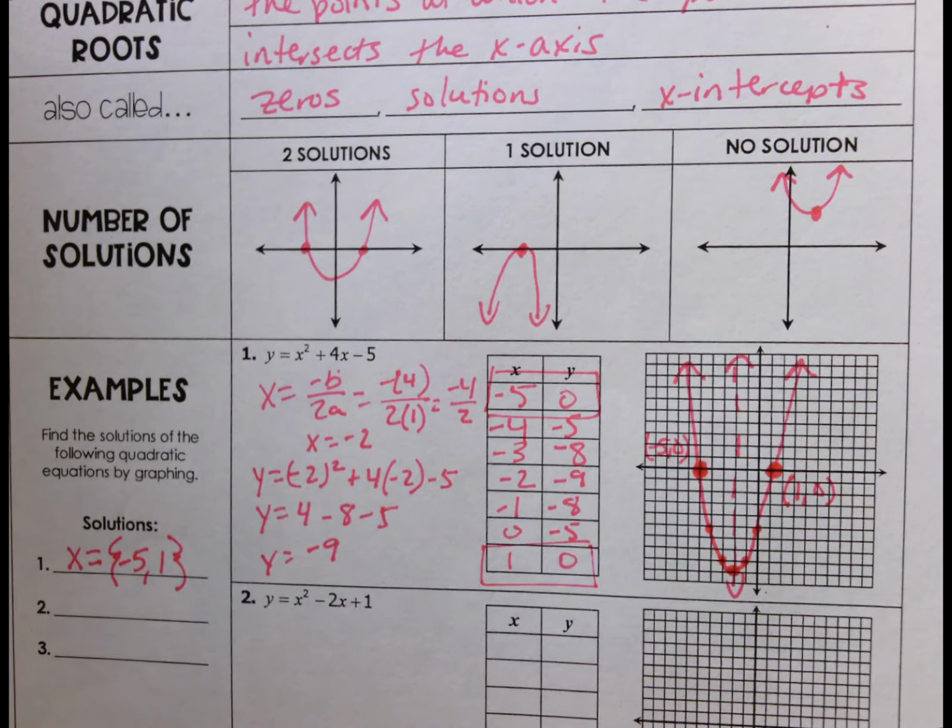All right, so x is equal to -5, x is equal to 1, and we remember we write it from least to greatest. All right, so there is your example of how to solve a quadratic equation using graphing. So I'm going to do a couple more examples for you, and then we will move on.